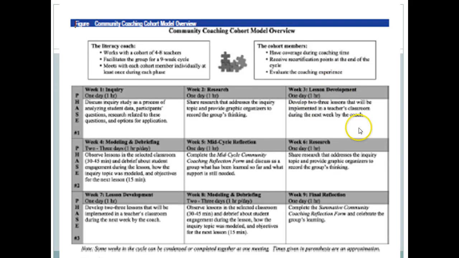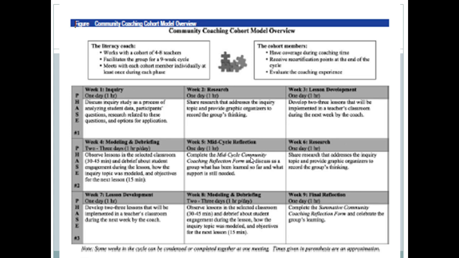Week 3 is the lesson development. So you are developing 2 to 3 lessons that will be implemented in a teacher's classroom during the next week by the coach. So together you're creating a lesson plan so that in week 4, during the modeling and debriefing, they're actually observing the lesson in a selected classroom and debriefing about student engagement during the lesson, how the inquiry topic was modeled, and objectives for the next lesson.